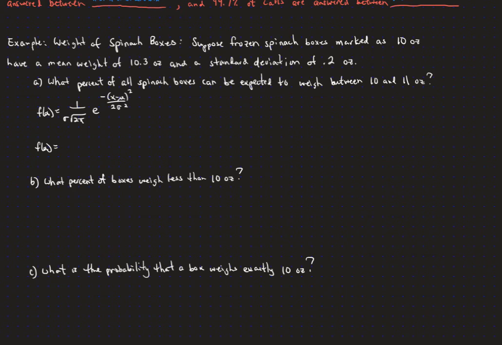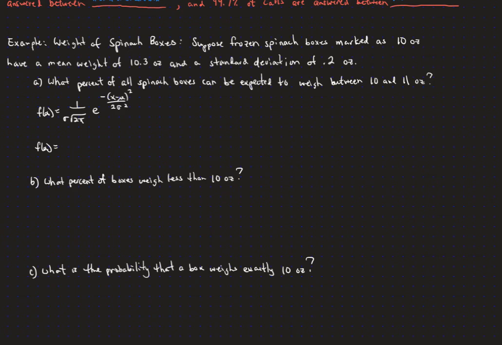So the weight of spinach boxes. Suppose that frozen spinach boxes marked as 10 ounces have a mean weight of 10.3 ounces and a standard deviation of 0.2 ounces. What percent of all spinach boxes can be expected to weigh between 10 and 11 ounces?